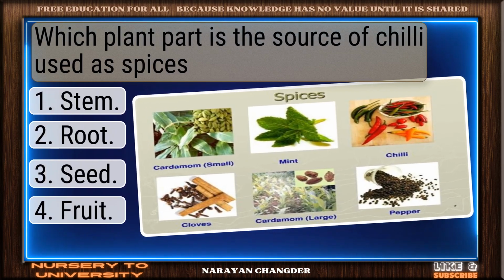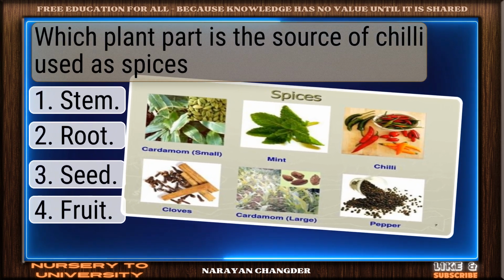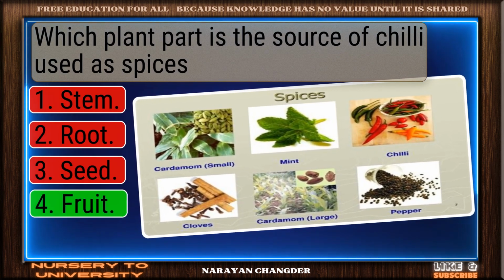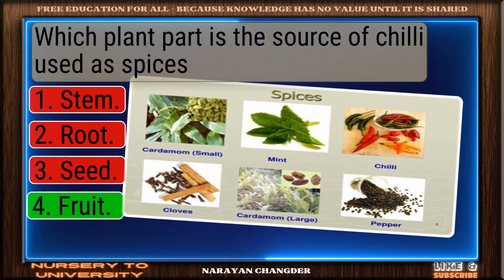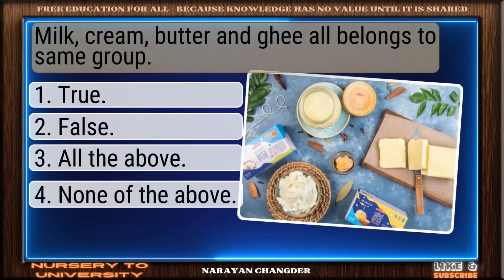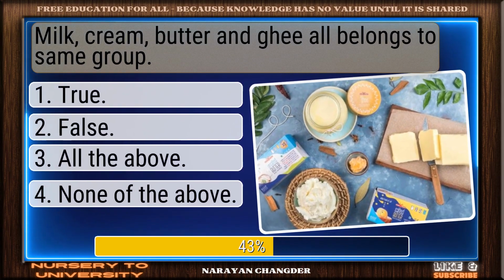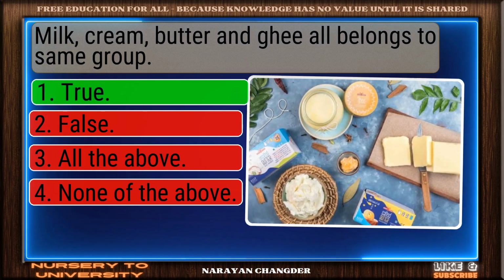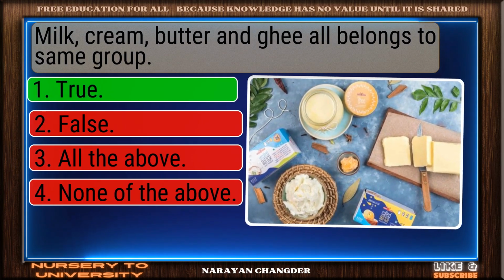Which plant part is the source of chili used as spices? Correct. Fruit is the right answer. Milk, cream, butter, and ghee all belongs to same group. Well picked. True is the correct answer.